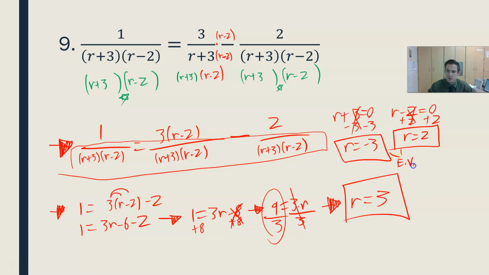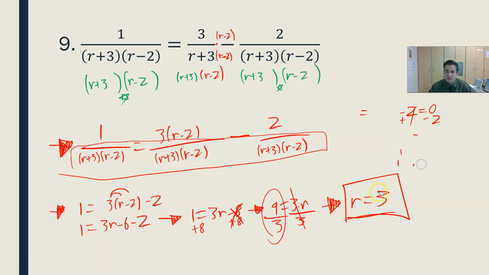excluded values. So if I had a solution of either negative 3 or 2, that would mean I have an extraneous solution. That solution's not going to work. But I have a solution of positive 3, so that's fine. So I'm good. My answer is just r equals 3. So that's question number 9.